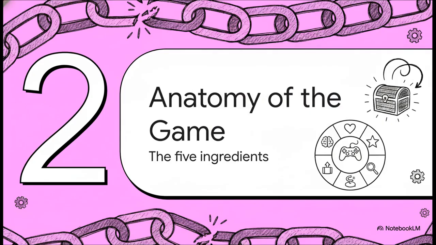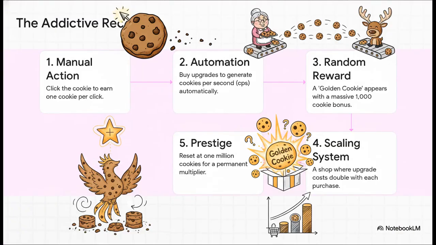To really get the why, we first have to understand the how. So let's take a look at the anatomy of the game. We're going to break it down into 5 key ingredients in this, let's call it, addictive recipe. Okay, so it all starts with a very simple manual action. One click gets you one cookie. Easy enough. But pretty soon, you can start to automate by buying upgrades like Grandmas that bake for you.